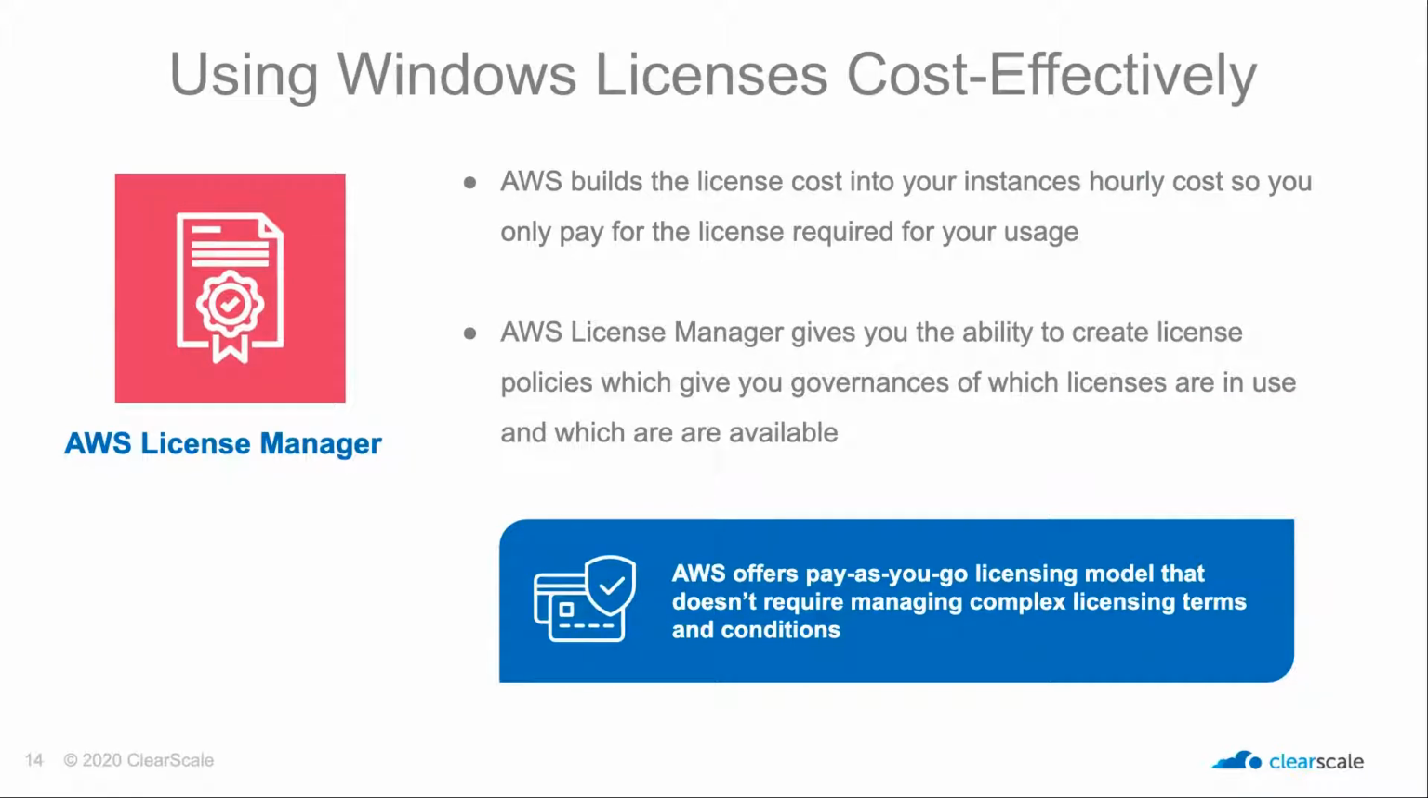Great, so we're in the cloud now, but what do we do with our licenses? We know that companies buy 100 licenses or big bulks of licenses so that when their company grows, they could spin up those servers and be in compliance. Well, with Amazon, they put the license cost directly into that hourly cost. So you're only paying for that license when you use it.